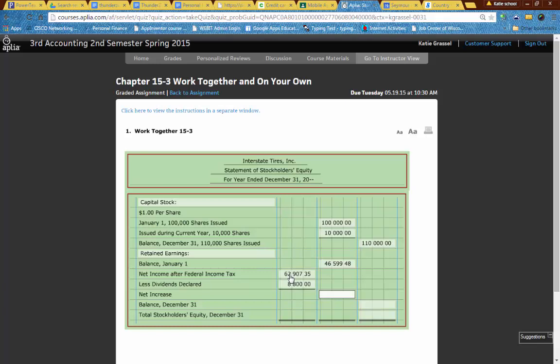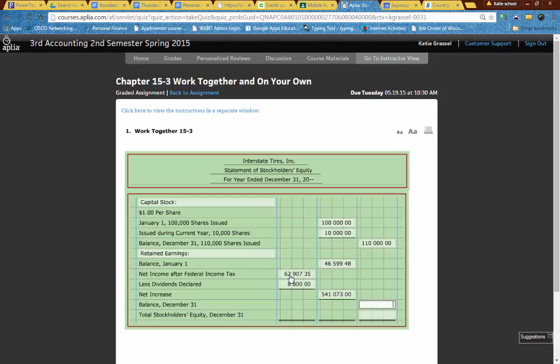Businesses sometimes will say, hey, we're doing fine. We have extra reserve. We're going to pay more in dividends than we had in net income. And it's not a bad business practice. They're just giving more money back to its shareholders. So what I need to do is take $62,907.35 and subtract $8,800 because that is how much my retained earnings is going to go up. And when I do that, it's going to be $54,107.35.